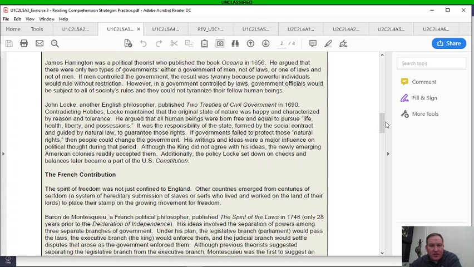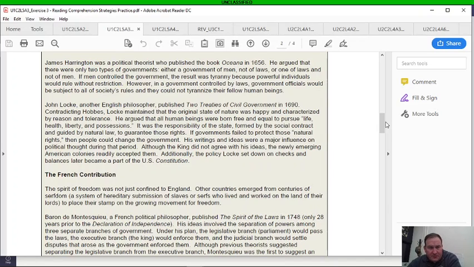James Harrington was a political theorist who published the book Oceana in 1656. He argued that there were only two types of governments: either a government of men, not of laws, or one of laws and not of men. If men controlled the government, the result was tyranny because powerful individuals would rule without restriction. However, in a government controlled by laws, government officials would be subject to all of society's rules, and they could not tyrannize their fellow human beings.